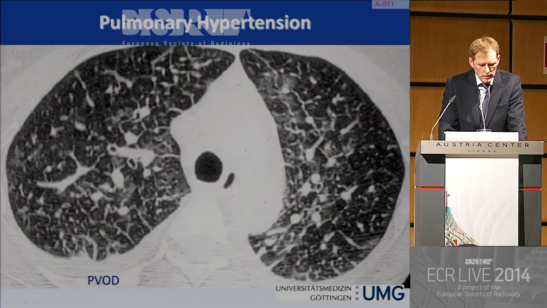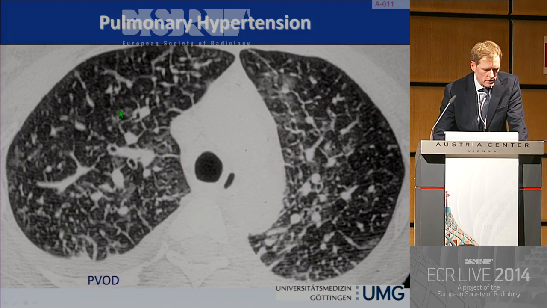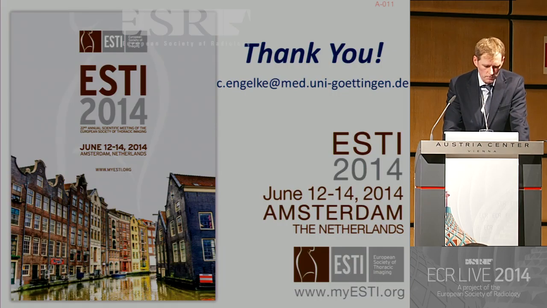And PVOD, so this is pulmonary venous occlusive disease, shows a pattern of centrilobular edema plus interlobular septal thickening. And the last patient of the pulmonary hypertension line is here for you, sickle cell disease, so a rheologic disorder that can induce pulmonary hypertension later in the disease after multiple peripheral pulmonary infarctions.